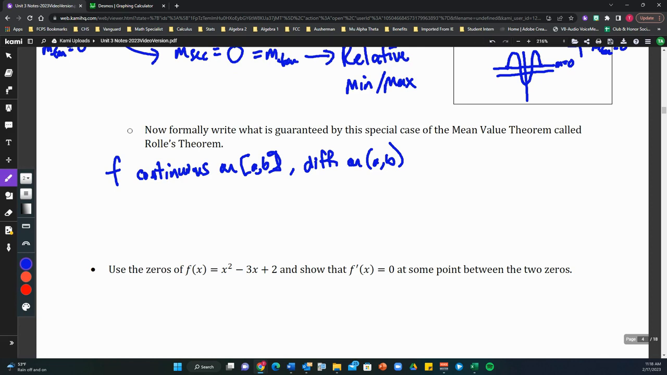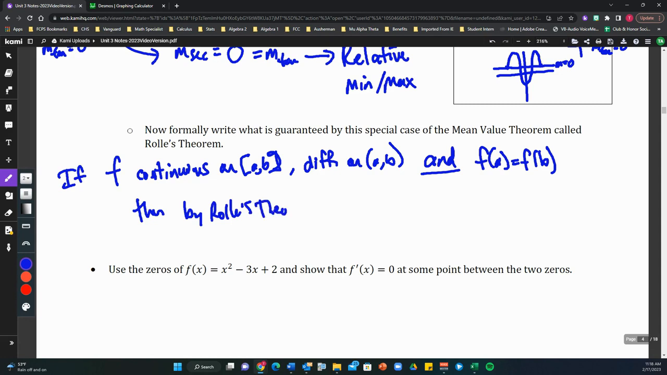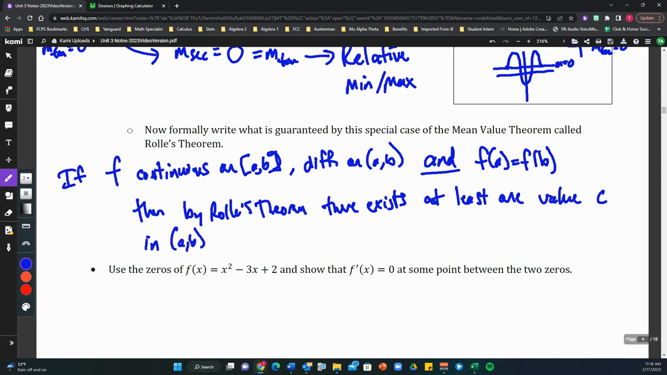If that is true, and we add in the extra condition that f of a equals f of b, which is the way we guarantee zero slope, then by Rolle's theorem, there exists at least one value of c in the interval a to b where a relative extrema must exist.